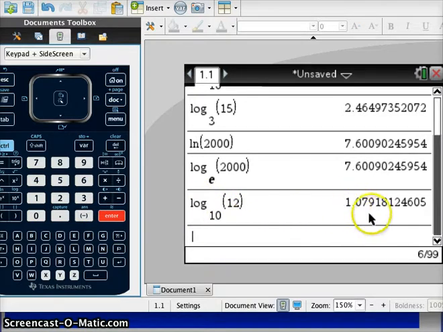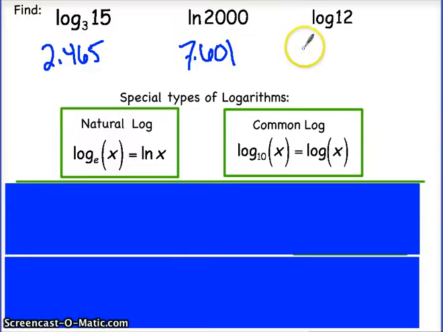So 1.079 would be saying that 10 to what power equals 12? Well, 10 to the first is just a little bit less than 12, so we needed something just a little bit greater than the first power.